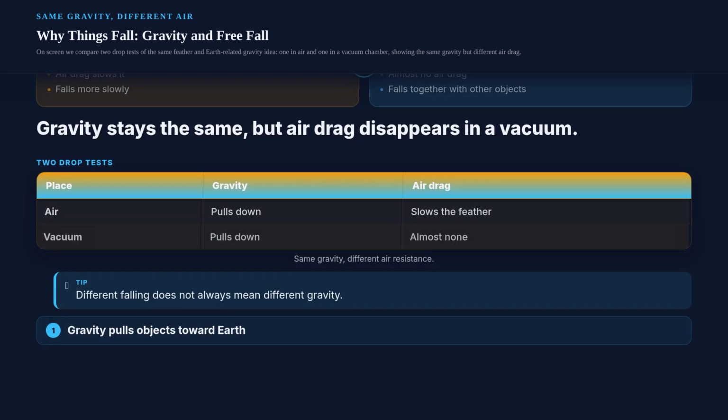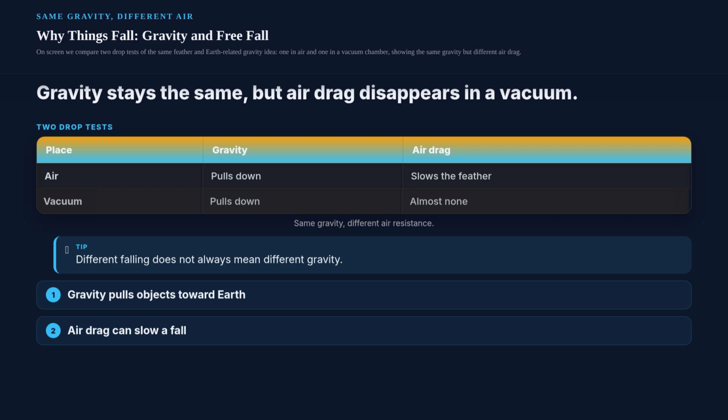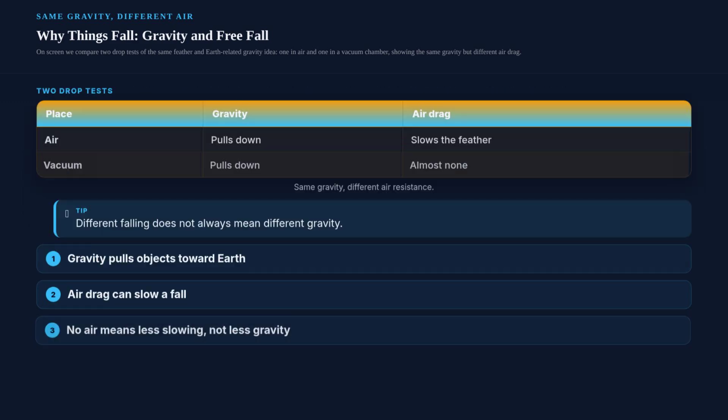Remember, gravity is the pull that makes things fall. Remember, air can change how fast something drops. Remember, in a vacuum, the feather still falls because gravity is still there.